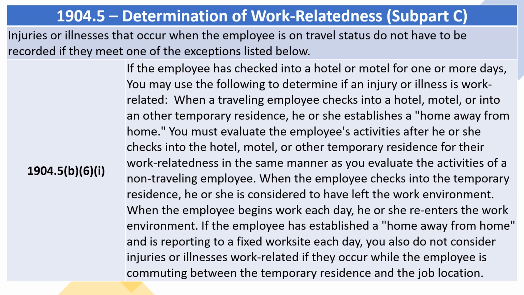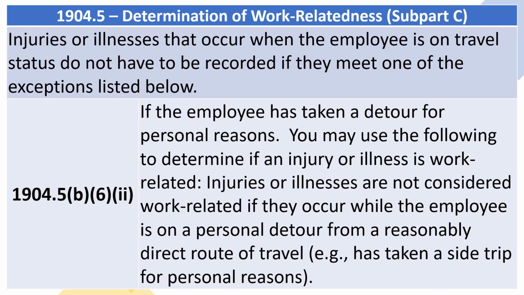If the employee has established a home away from home and is reporting to a fixed worksite each day, you also do not consider injuries or illnesses work-related if they occur while the employee is commuting between the temporary residence and the job location. If the employee has taken a detour for personal reasons, you may use the following to determine if an injury or illness is work-related. Injuries or illnesses are not considered work-related if they occur while the employee is on a personal detour from a reasonably direct route of travel, e.g., has taken a side trip for personal reasons.